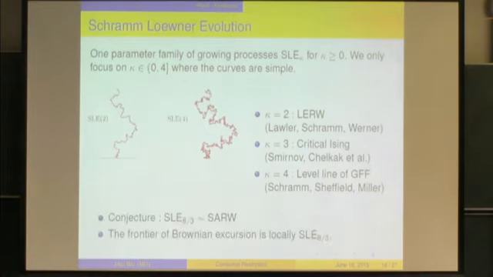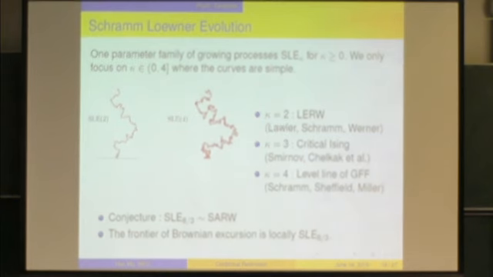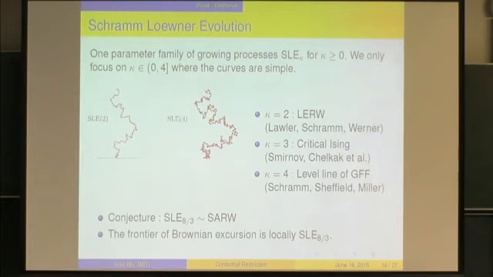And one more thing I'm interested in in this talk is SLE 8/3, which is conjectured to be the scaling limit of self-avoiding random walk. So it is still open, but we know something that is related to SLE 8/3: the frontier of a Brownian excursion is locally like SLE 8/3.